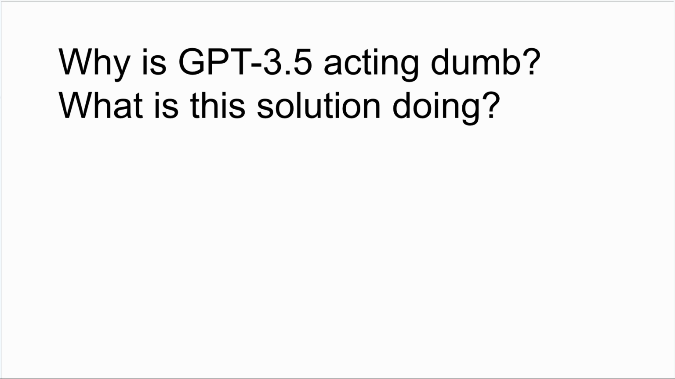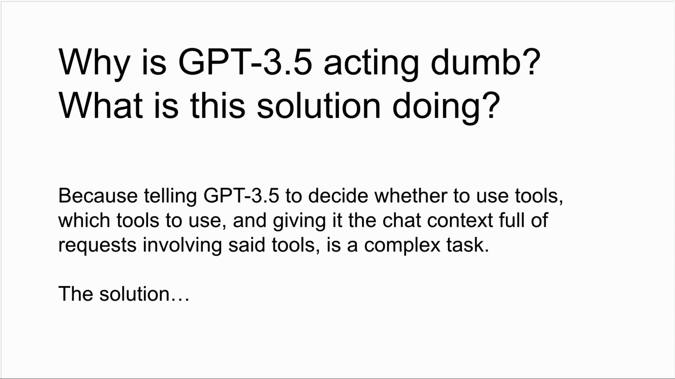So why is GPT-3.5 acting kind of dumb in this case? The task that it's giving GPT-3.5 is actually pretty complex. It's asking it to decide whether or not to use tools, as well as which tool to use, and giving it the entire chat context full of things like users asking to look things up and make files and do whatever actions are associated with the tools it has. I think it's also worth pointing out that the Langchain agent works much better with the Davinci model than the GPT-3.5 model by default, although it is much more expensive.